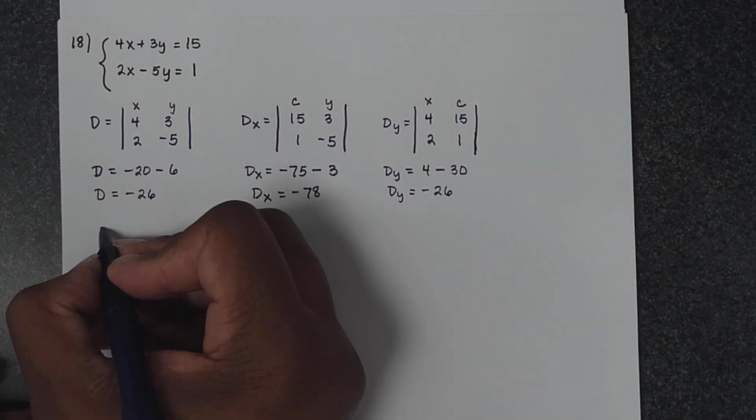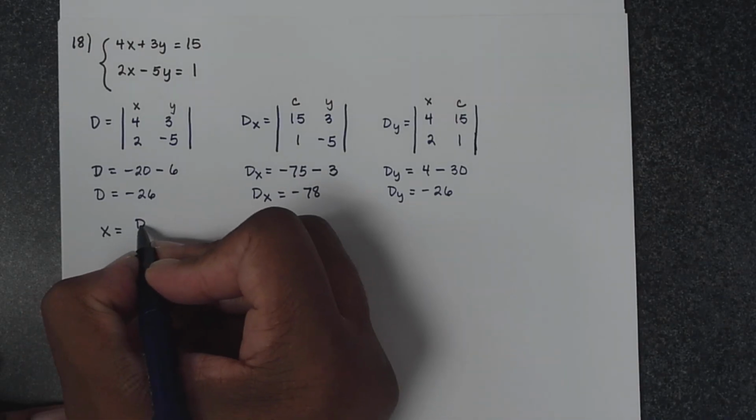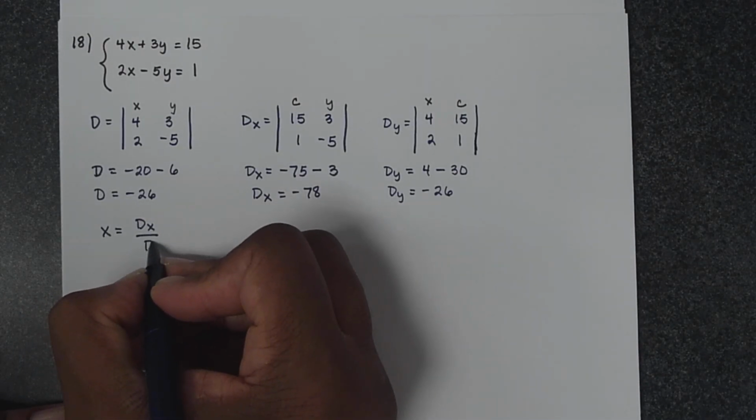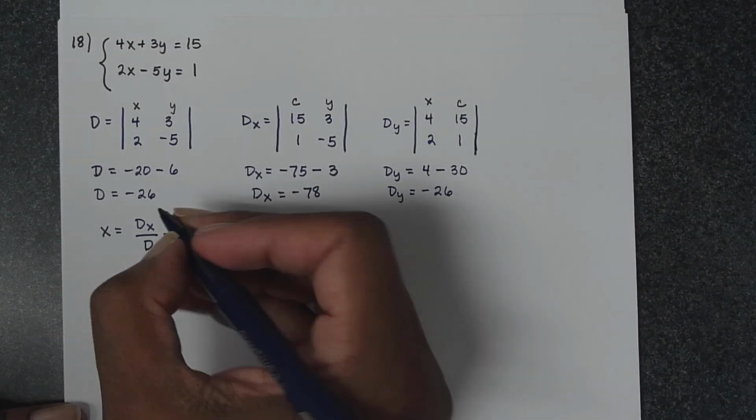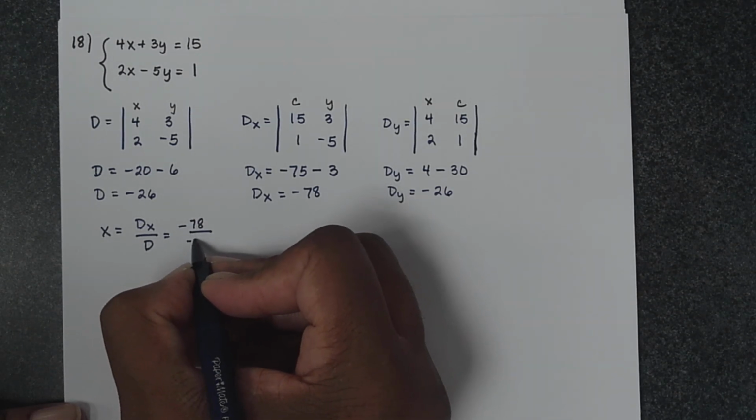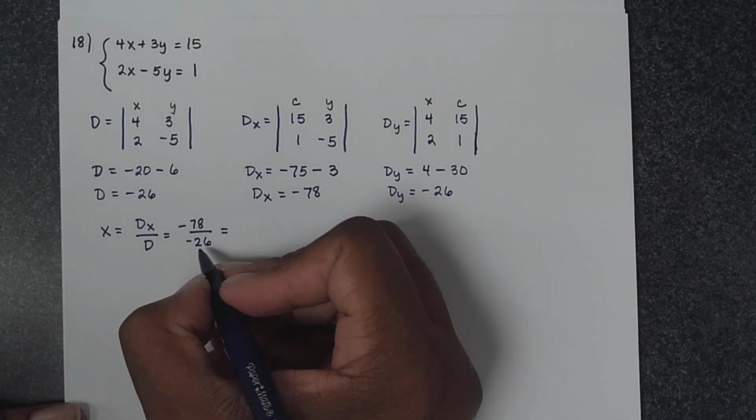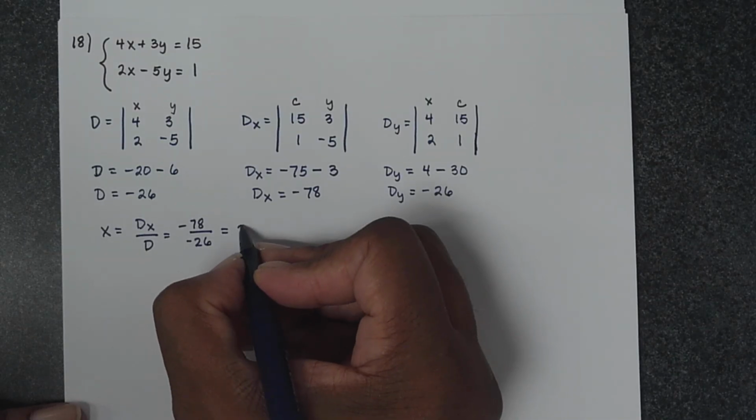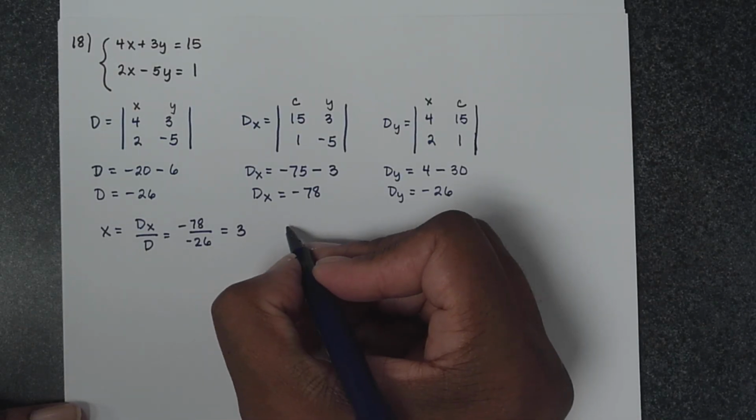Now to find out what x is, I do D sub x divided by D. Here D sub x is negative 78 divided by the D, which is negative 26. Divide negative 26 into negative 78, you'll get positive 3 for x.